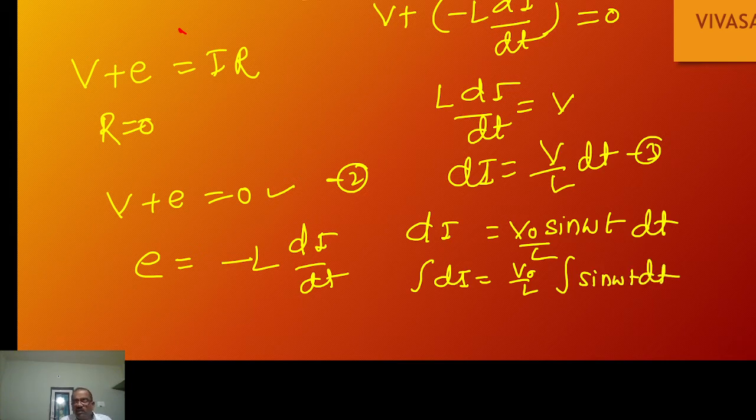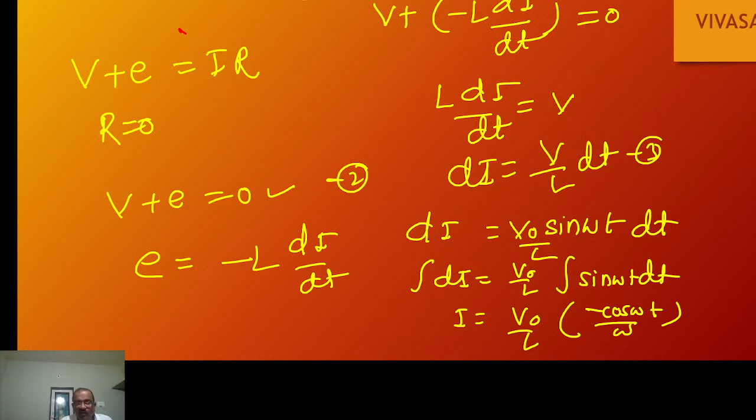Now the integration of sin omega t is minus cos omega t upon omega, and this becomes I is equal to V naught upon L into bracket minus cos omega t whole divided by omega. That is the integration of this one. This gives the value for the cos.